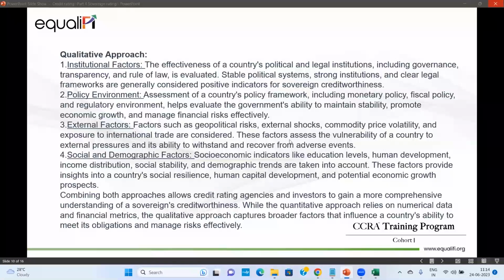Policy environment, the overall country's policy framework, including monetary policy, fiscal policy, and regulatory environment, are also important factors. Yeah, Kamlesh, that is applicable for the states also. But since we are talking about sovereign rating, generally we do not give a sovereign rating to a state. Obviously, there are certain states in India which are quite risky for investment. And there are also historical trends which show that.